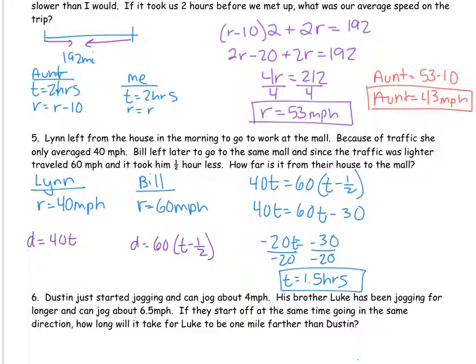Now the question says, how far is it from their house to the mall? So answering 1.5 hours is not going to answer that question. This is just telling me how long Lynn traveled. So now to get the distance, I'm going to do 40, which is her miles per hour, times 1.5 hours. And I can figure out that the distance from their house to the mall is 60 miles.